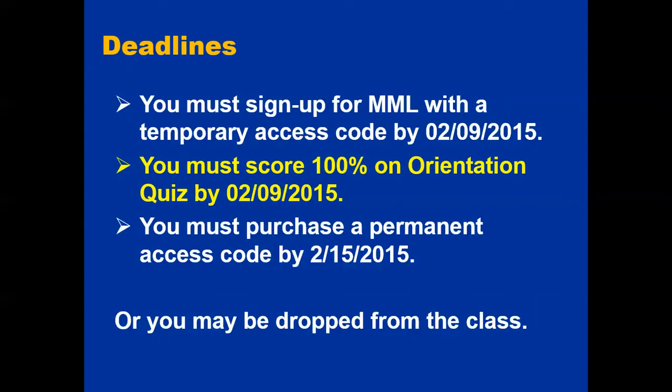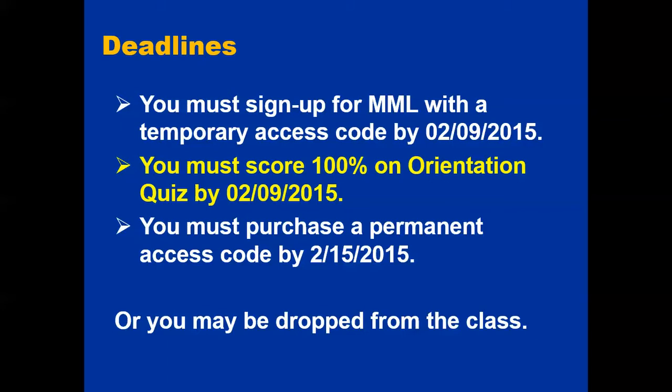Here's some deadlines. You must sign up for My Math Lab with a temporary access code by February 9th. So you have a week to do so. In fact, your first set of assignments will be due by the end of first Sunday. So if you sign up on February 9th, you already missed the first 5 assignments. Let me turn off my cell phone. So make sure you sign up as soon as possible.